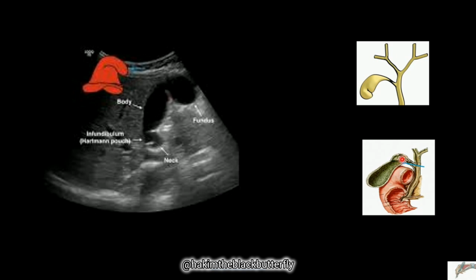Some people, we've said, do have the Hartmann's pouch around the neck. Some others don't have it. Okay, so these are variations. They can exist in some people, they can not be present in other individuals.